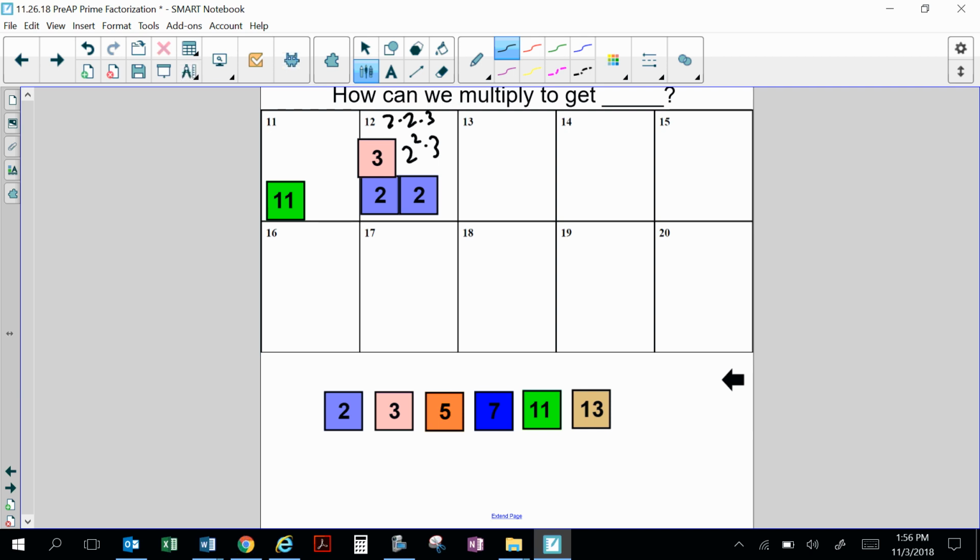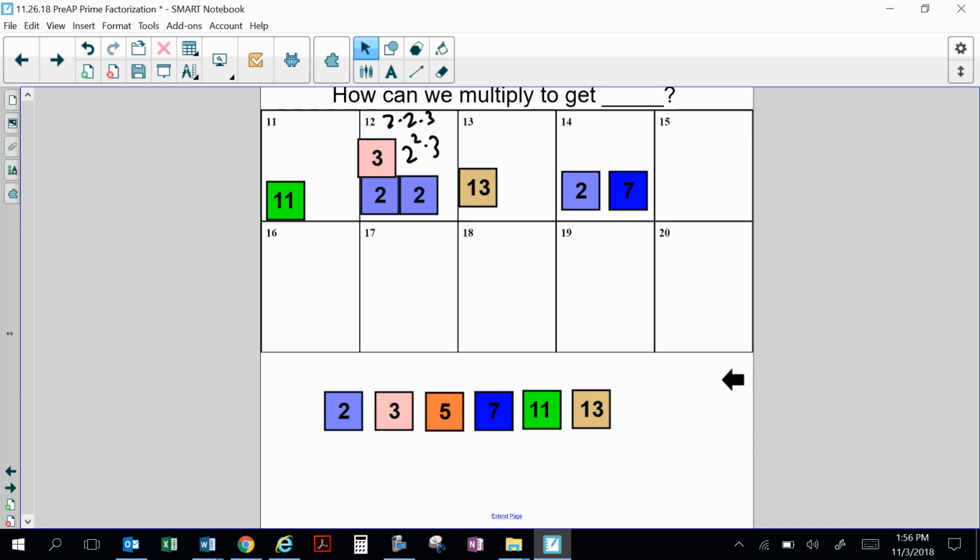13. How can we multiply to get 13? Just 13. How can we multiply to get 14? 2 times 7. And so let's write that down. 2 times 7. Can I write it using an exponent? I cannot. 15. How can we multiply to get 15? 3 times 5.